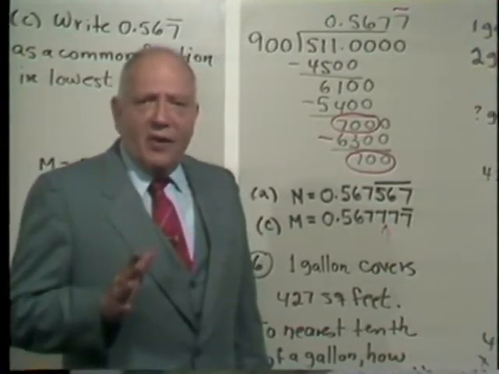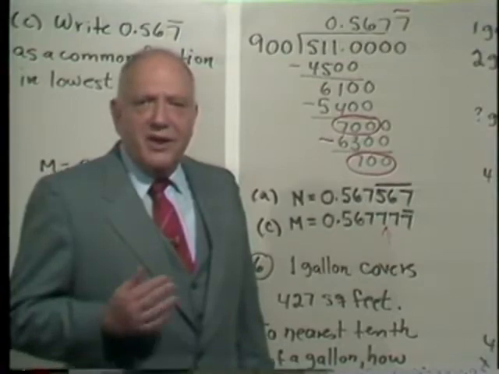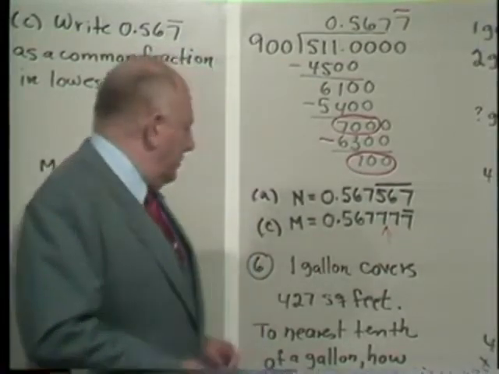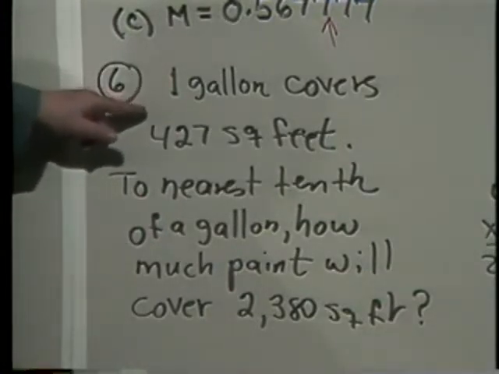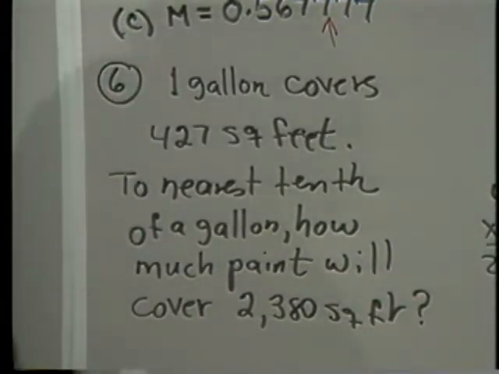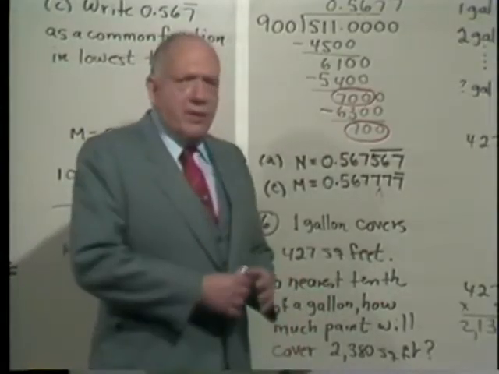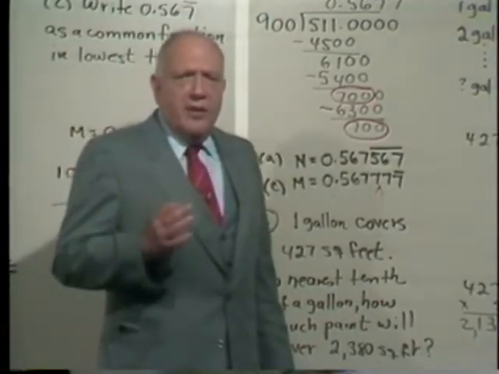That even if you have a calculator, if you don't understand the wording, you're not going to be able to solve the problem. Basically, in problem number 6, we're told that a gallon of paint covers 427 square feet. And we're then asked that to the nearest tenth of a gallon, how much paint will we need to cover 2,380 square feet?